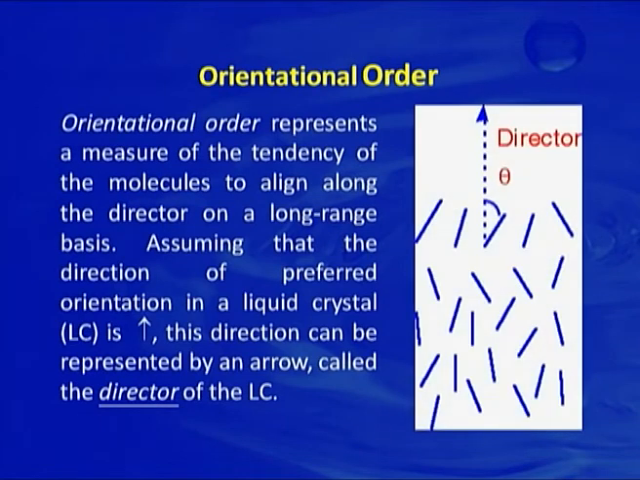Orientational order. Orientational order represents a measure of the tendency of the molecules to align along the director on a long range basis, assuming that the direction of preferred orientation in a liquid crystal is the upward direction of an arrow. This direction can be represented by an arrow called the director of the liquid crystal. Here is the director of liquid crystal. These are the molecules of liquid crystal, and there is the director of these molecules. All the molecules have the orientation in the same direction.